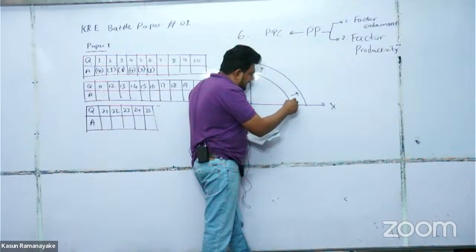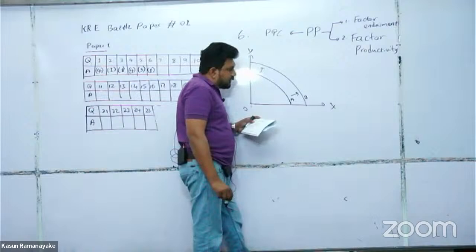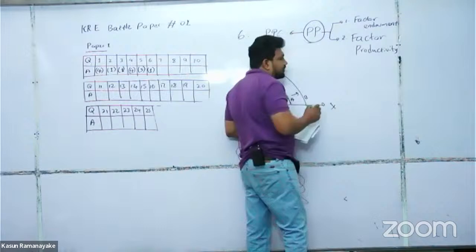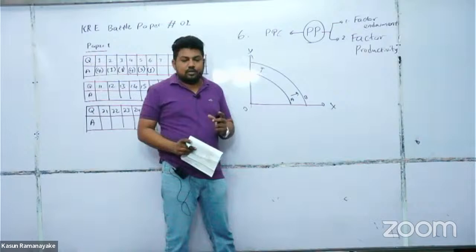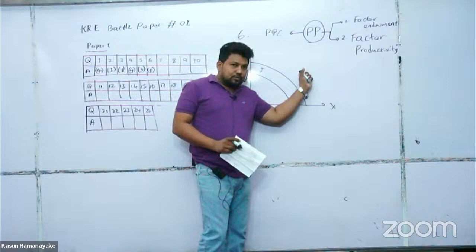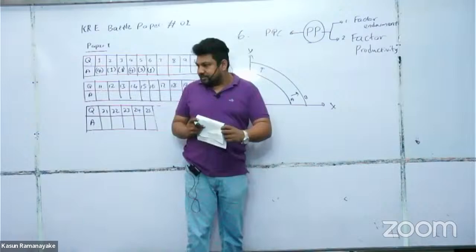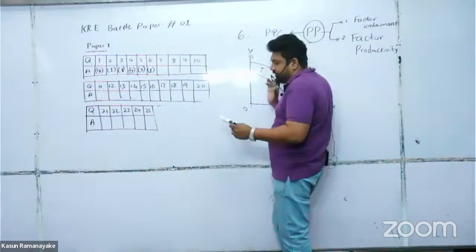A to B, you know that the production possibility curve reflects the production possibility of the economy. If the production possibility of the economy increases, what happens? The production possibility curve shifts to the right. An increase in the production possibility increases the production possibility curve as well. It can take place only due to an increase in the factor endowment and the factor productivity. Okay, then we will take the answers.